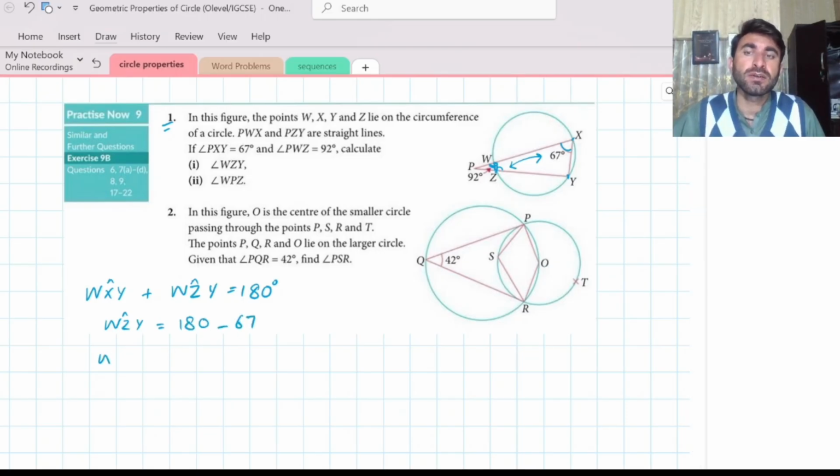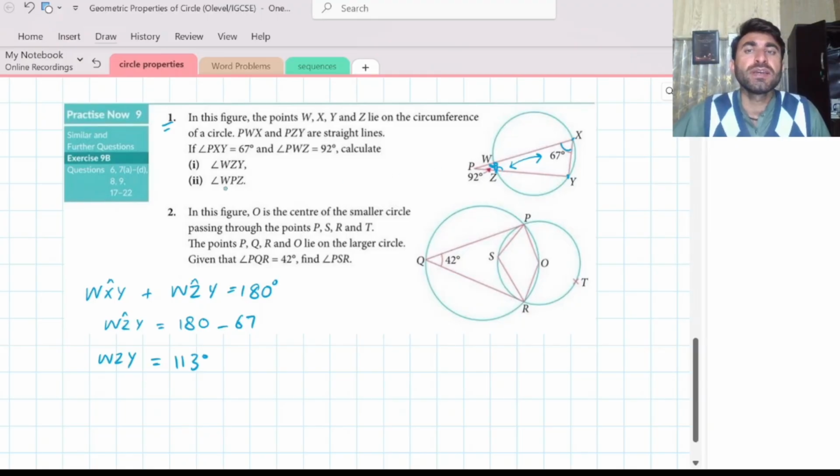So the angle WZY becomes 113 degrees. So the angle over here is 113 degrees. Now the WPZ angle. If we can see, it lies on the point P and it is basically a triangle WPZ. So we must draw this triangle first. It is a triangle like this. Here is the point W, here is the point P, and here is the point Z.